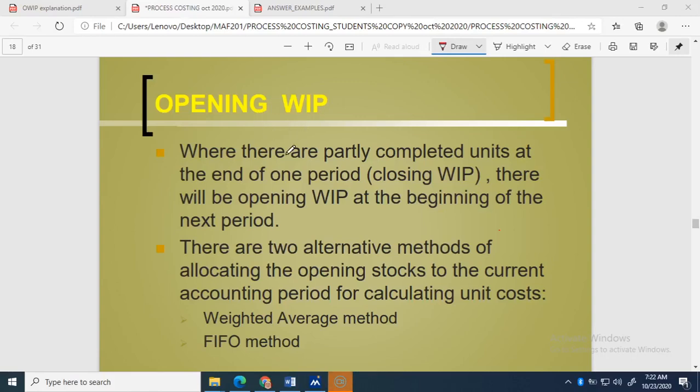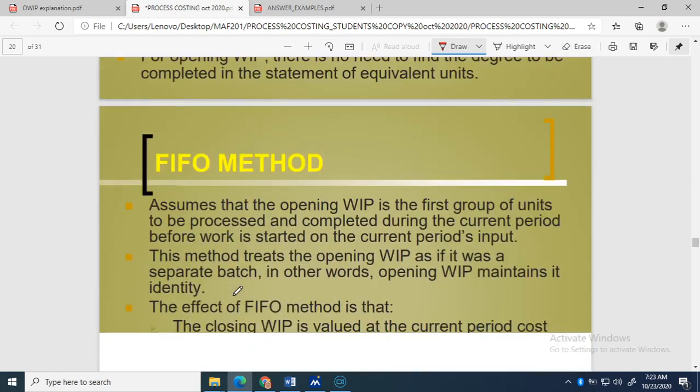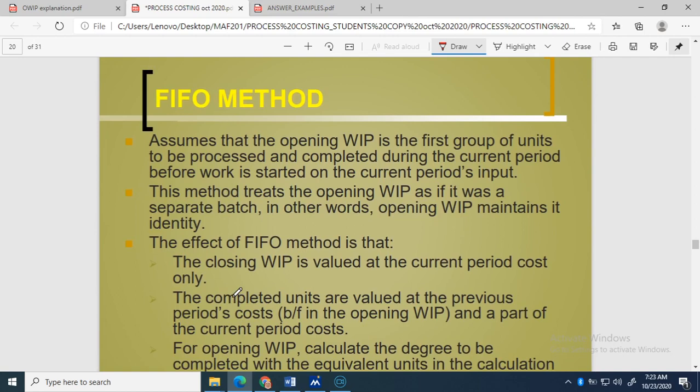Okay, opening work in progress. So we have the second method, allocating the opening stocks to the current accounting period, which is the first in, first out method. What is the first in, first out method for treatment of OWIP?